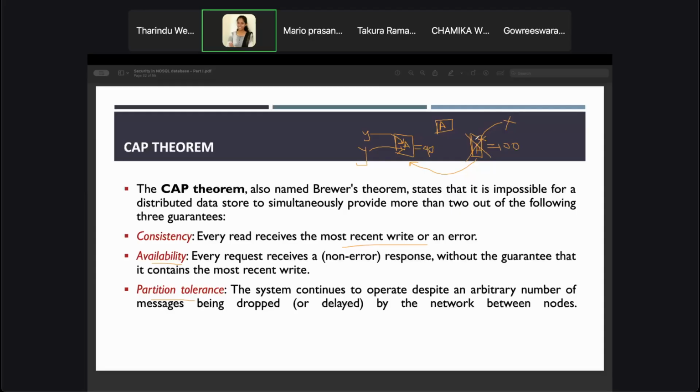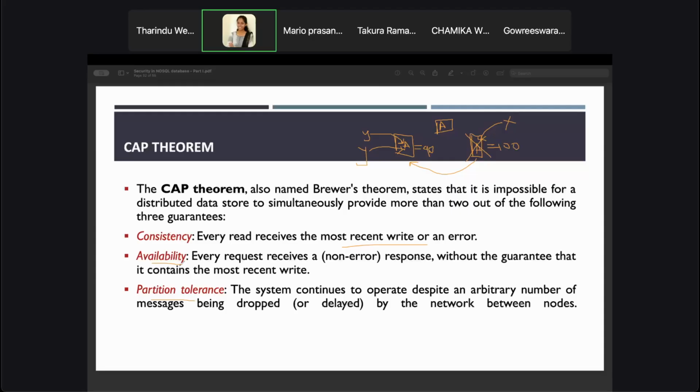though they are disconnected, the system should work even with the disconnected nodes. Let's say if these two nodes were disconnected, this node and these two clusters should work independently. That is partition tolerance. So if you are creating a distributed system, you cannot have everything, right?